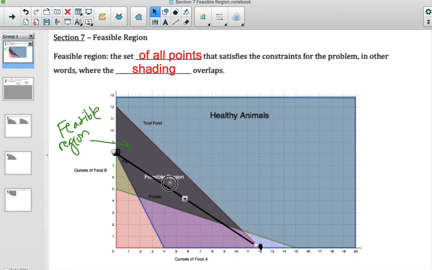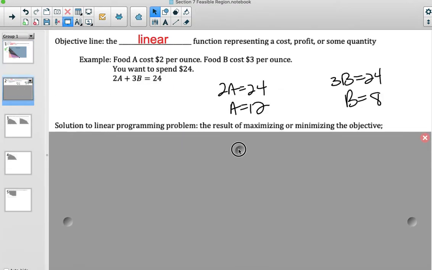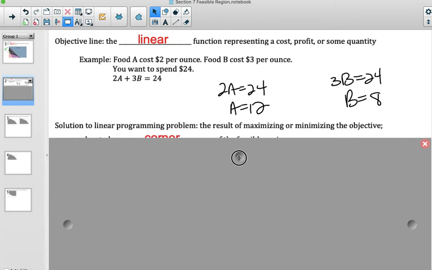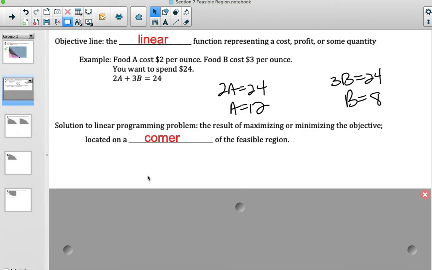The corner that I pay the most amount of money for would be the top corner, and the least amount of money would be here. So let's continue. Again, the solution to a linear programming problem, when you maximize or minimize, is always located on a corner of the feasible region.